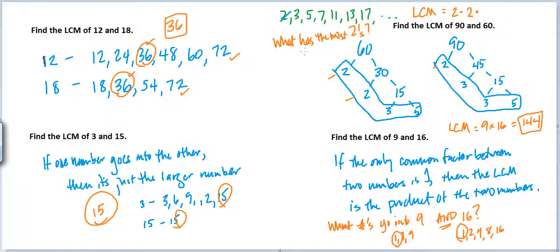Alright. Now we go up and say which one has the most 3's. Well, 60 only has 1 3, but 90 has 2 3's. So we get 2 3's off of 90 this time.